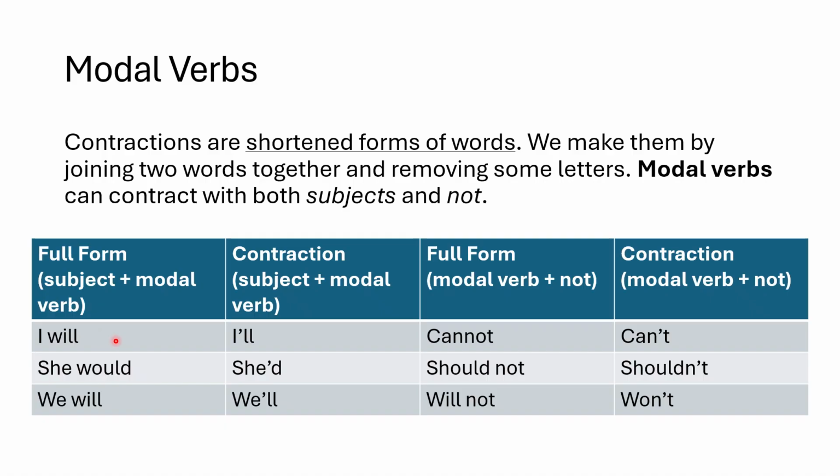I will, I'll. She would, she'd. We will, we'll. Cannot, can't. Should not, shouldn't. Will not, won't. Will not becomes an irregular contraction, won't. Full forms are usually used in formal writing.